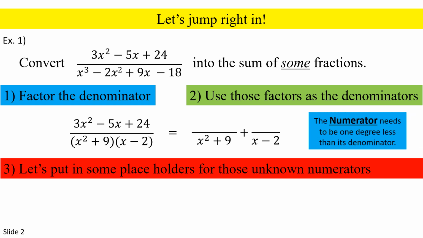The numerator needs to be 1 degree less than its denominator. So the x squared plus 9 is quadratic, and therefore its numerator must be linear. So I'll write Ax plus B. X minus 2 is linear, so we just need a constant over it, and we'll use C over x minus 2.